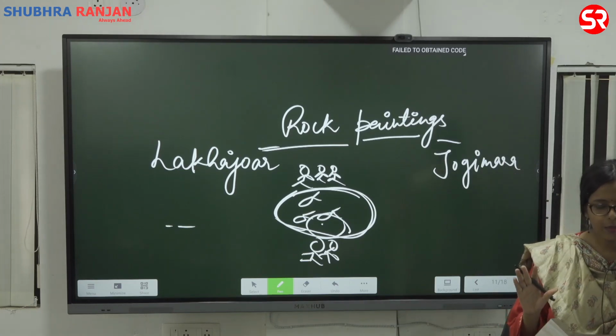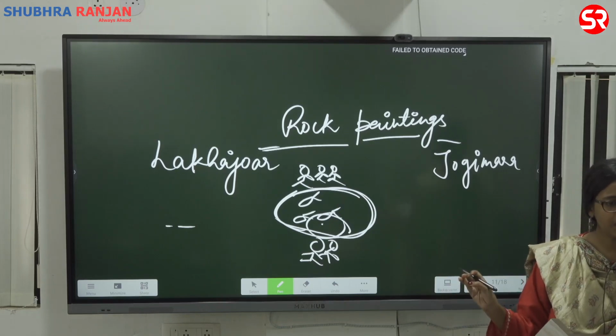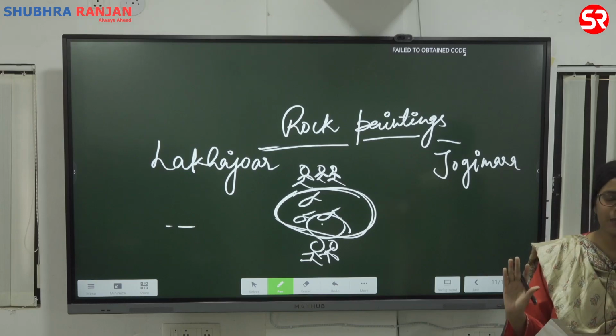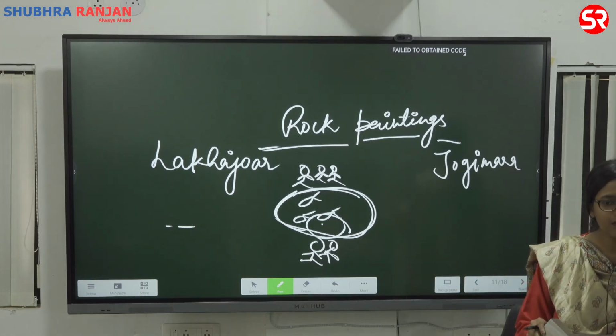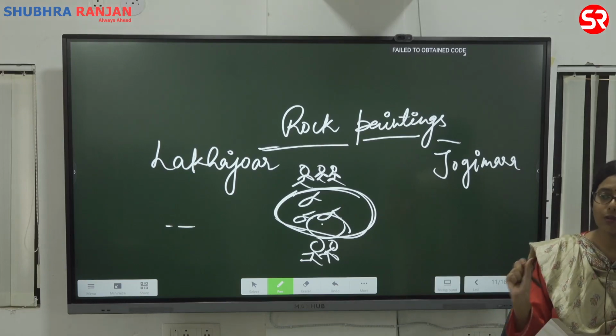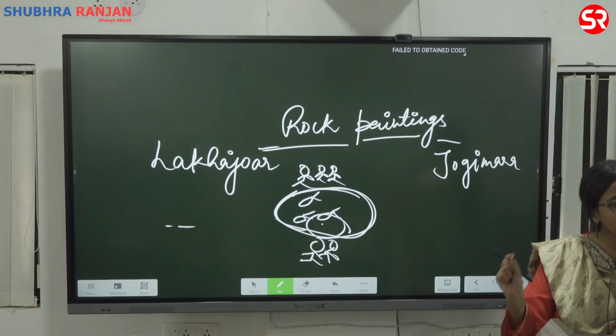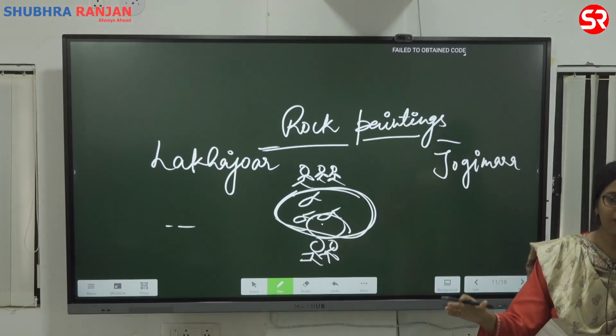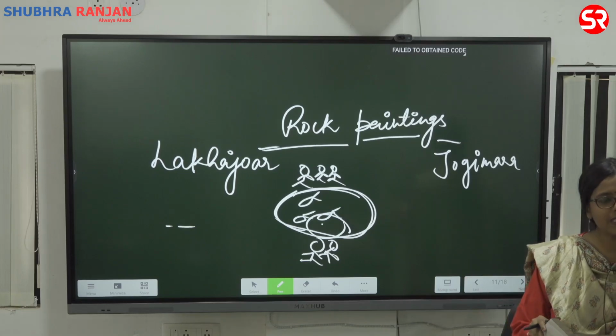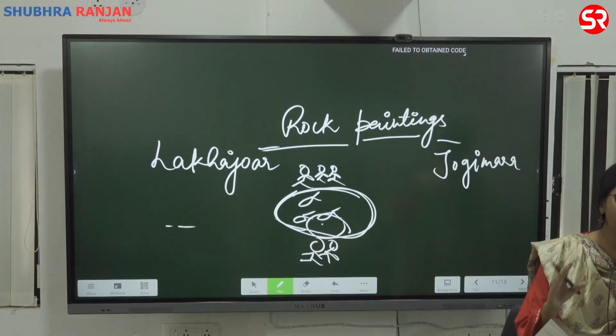If you can't remember a lot of names, remember Bhimbetka and Pachmarhi, in present day Madhya Pradesh. If you can't even remember this, write paintings from central India. Do not write wrong facts. When you are writing in the examination, even if you are vague, writing central India is good, instead of writing a place where paintings have not been found. So keep this in mind.